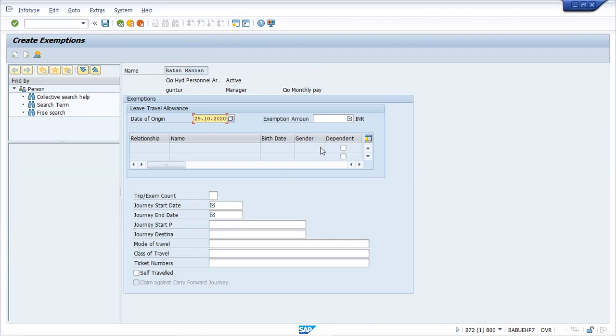So during that period you must be on leave to be eligible for that. Another thing: you have to enter your exemption amount, and it will consider your travel ticket only, whatever the ticket price. You can't include your hotel stay and those expenses. Only the travel is counted.